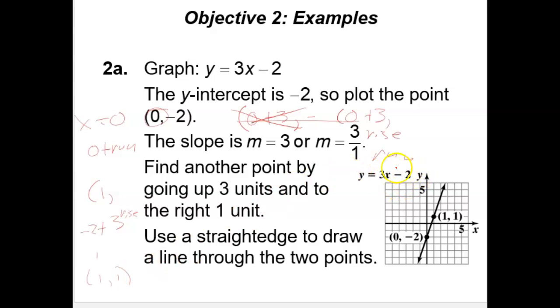It's probably much easier for you to see it by starting at the y-intercept and counting up 1, 2, 3, and then over 1 and putting another point, and then drawing a line between them. Note the arrows on the end of the lines.